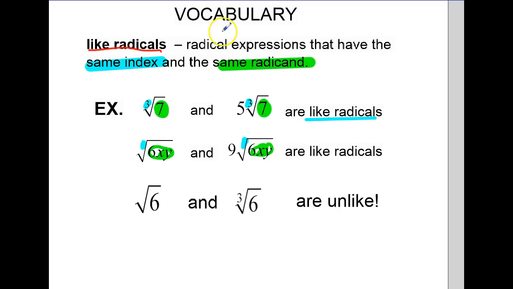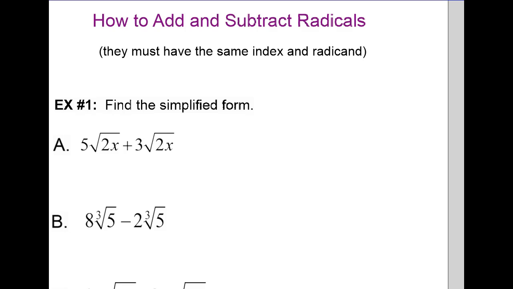If we come down here and look at this example, these guys are unlike. Why are they unlike? Because the square root of 6 and the cube root of 6 are not like radicals. Okay, so that's pretty much what we're going to be dealing with here. Let's go on to our next topic.